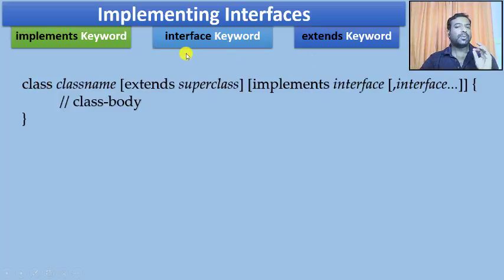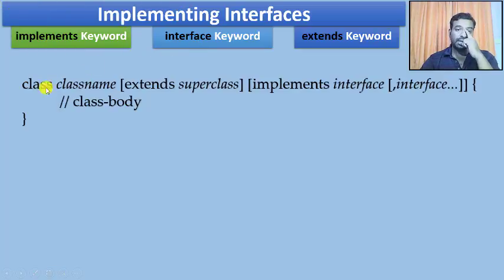And at this point of time, clearly understand the keywords we are using. We had used the extends keyword for creating an inheritance. Whenever I want to create a subclass from a superclass, I am going to use the extends keyword. Remember this. And the interface keyword is used to create an interface. And implements is the new keyword introduced to you right now whenever you want to implement an interface.